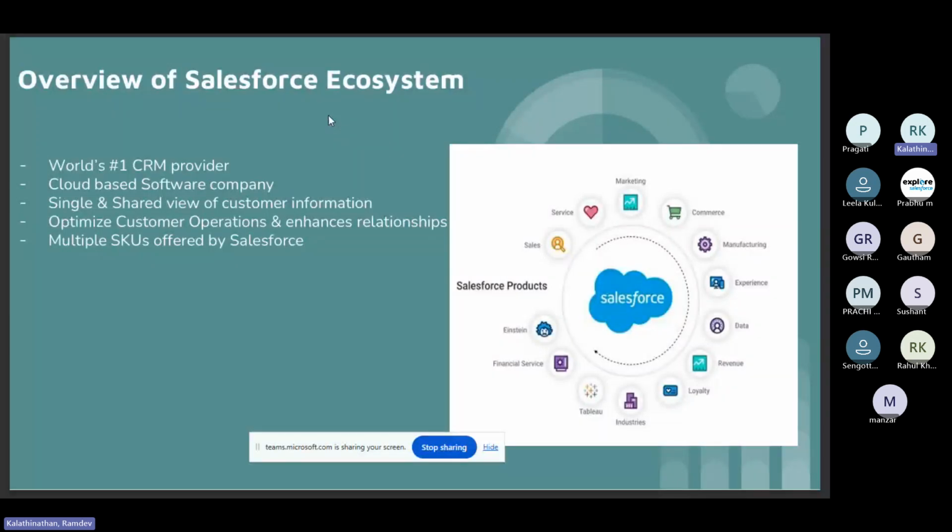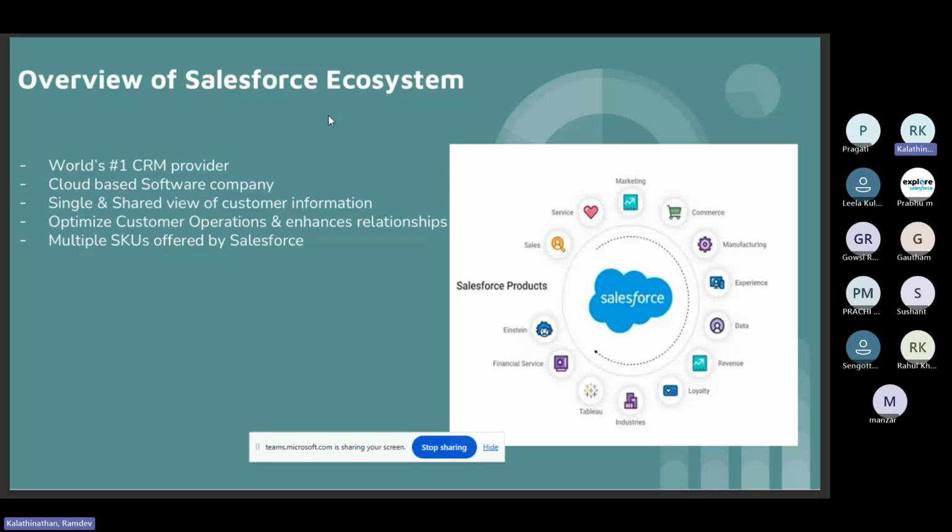I have a little bit of details on the market share and all that in the next couple of slides. But just to bring you up to speed, Salesforce is treated as the world's best CRM provider, right? And it's a cloud-based software company. Now, when I say cloud-based, everything is stored in the server. If you're a company, you don't need to host servers on your end, and all of that is not your headache, right?